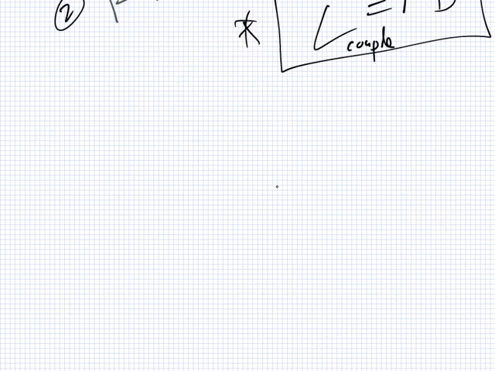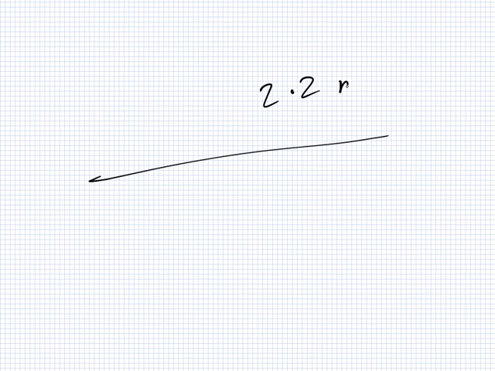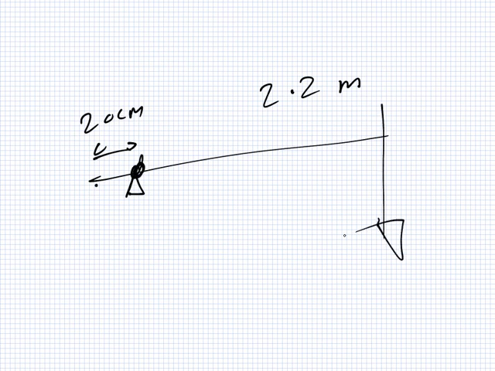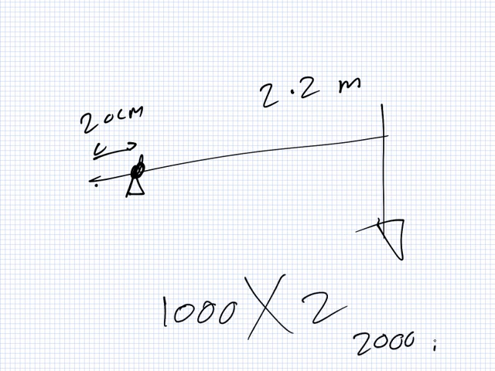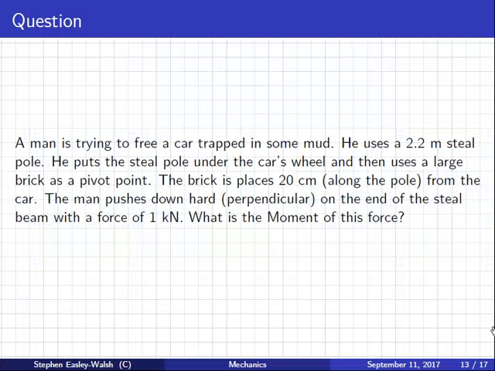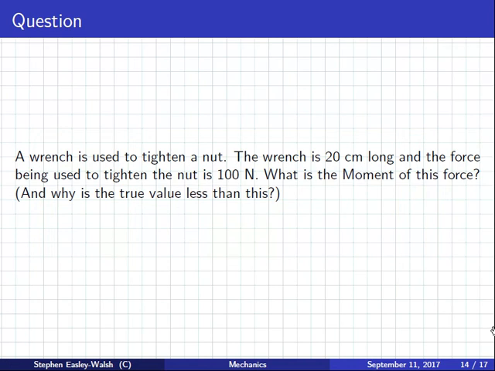Because I said it's 2.2 meters long, but I said the pivot is 20 centimeters from the end. So this is the turning point, and the man is pushing down here to try and lift the car up. So it'll be 1,000 times 2, which is 2,000 Newton meters. Okay, that's okay. Right, now here's one for you to try. A wrench is used to tighten a nut. The wrench is 20 centimeters long and you're using a force of 100 newtons. What is the moment? Yeah, what is it? 20 what? Newton meters. Yeah.